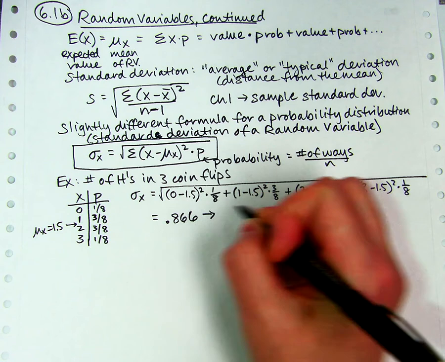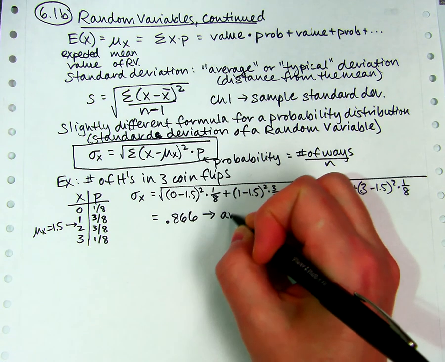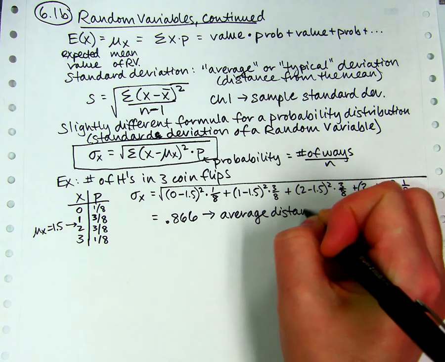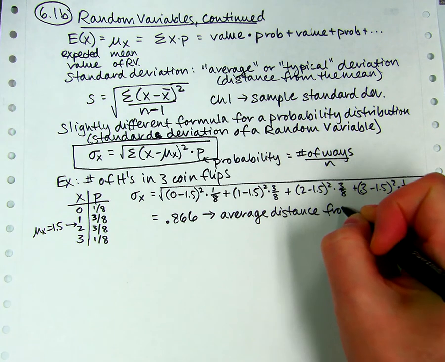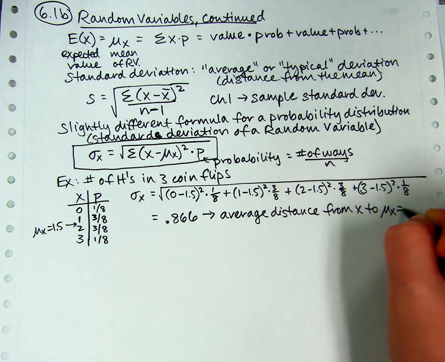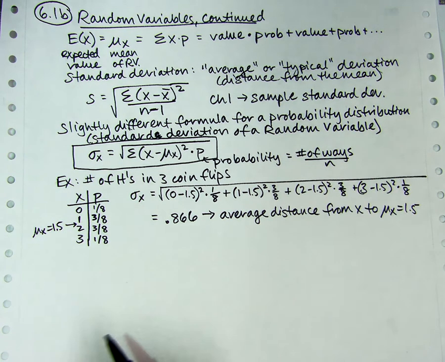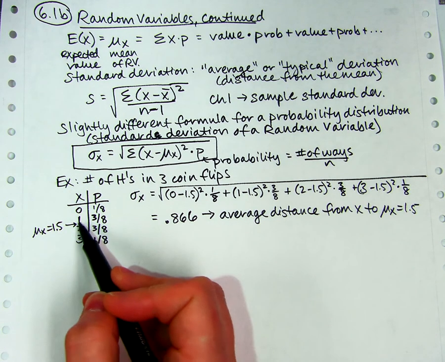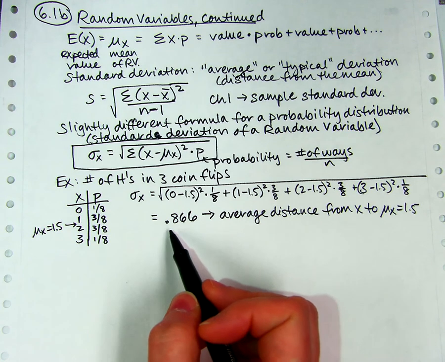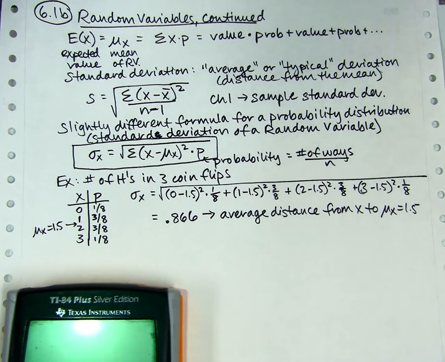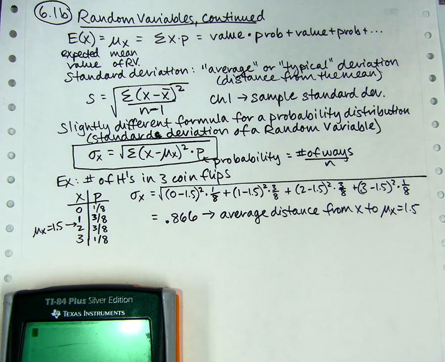But first, what this means is this is the average distance from x to 1.5, which is the mean. So let's see if that seems reasonable. 0 to 1.5 is 1.5, 1 to 1.5 is 0.5. So if you take the 0.5s and the 1.5s and you average them, you get 0.866. Let's just confirm that with the calculator, and I will show you.